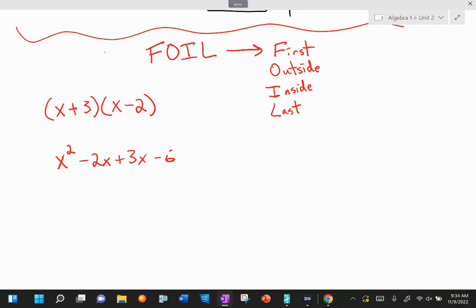Okay, so when they were teaching this to us, when I say us, I mean my cohorts, they always told us to make these lines, just to help you keep track of what you've done. So that would be first, outside, inside, and last. Once you draw those and you make sure that you've got lines touching all the terms, then you're good. Now your last step would just be to combine like terms. So you'd have x squared minus x, plus x minus 6.